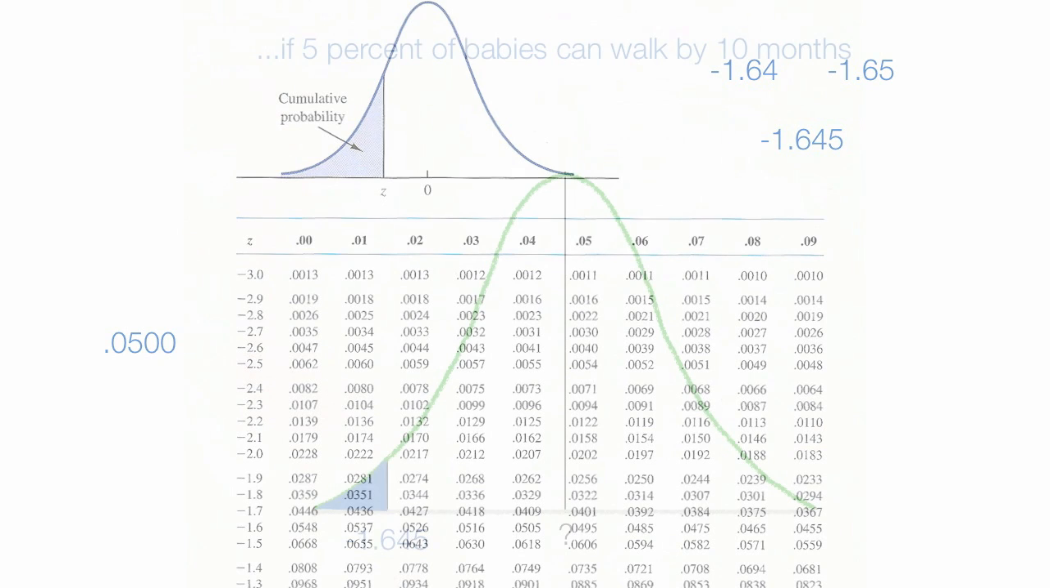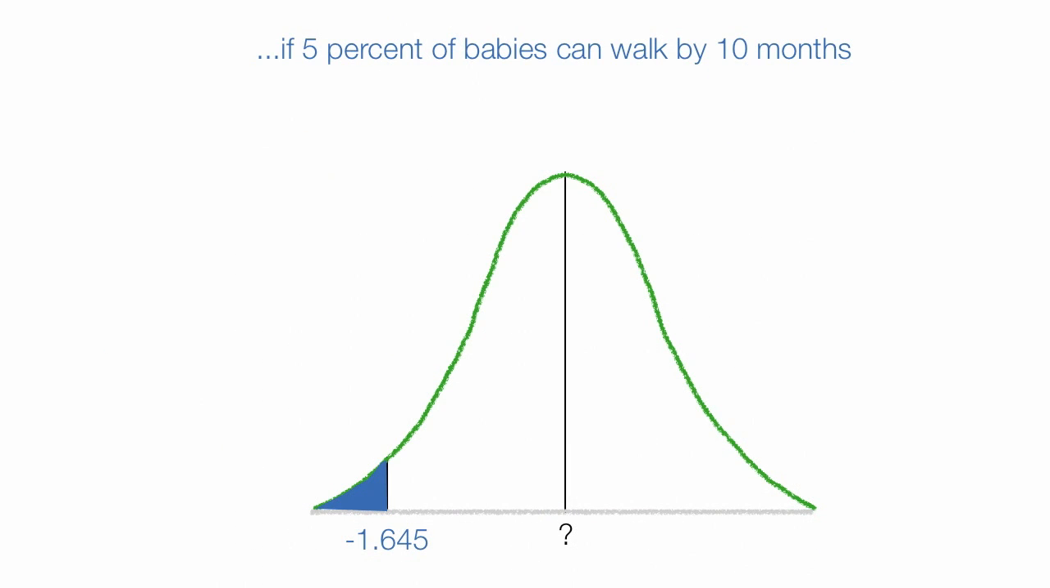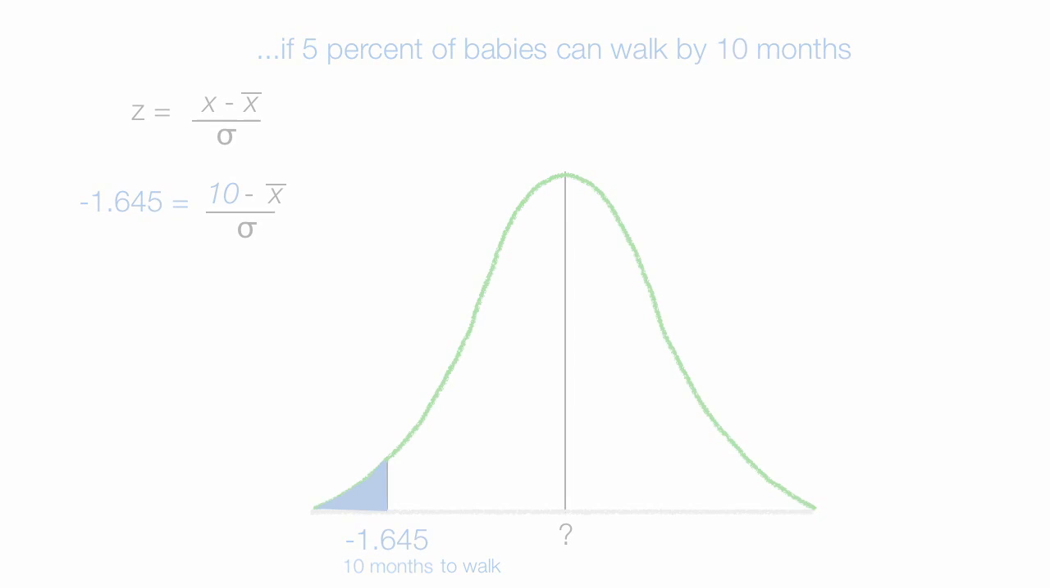Now I have the formula to calculate the z, and so negative 1.645 is equal to, where that is the negative 1.645 I'm talking about, 10 minus the mean divided by the standard deviation, and that's the 10 months. That is also the observation that corresponds to that z-score, of course. That is our first equation, and we will have two equations.